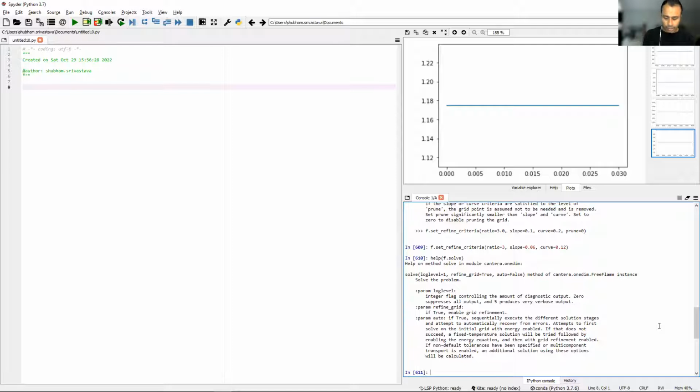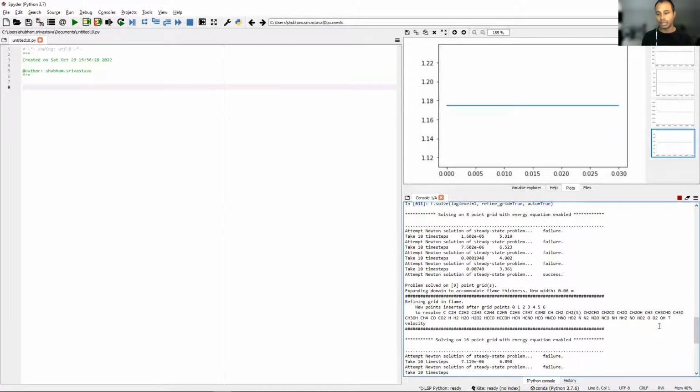So let's actually use this command now, f.solve, and we will say log level equals 1. Then we will say refine grid equals true, and auto equals true as well. Now when we hit the enter key, Cantera will start to solve these equations on each of these grid points, and you will see some outputs as well.